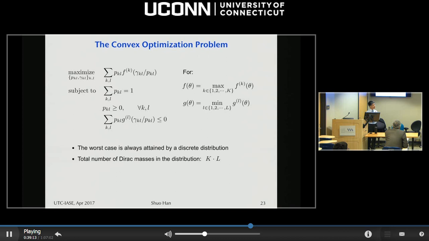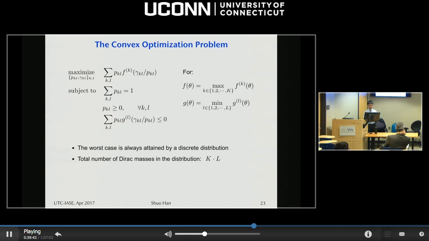So that means the original worst-case probability distribution problem can actually always be attained by a discrete distribution. This is actually surprising. And once you solve this problem, from the optimal solution you can find out the worst-case distribution, which is a discrete distribution, and all its weights and the locations of its probability masses.